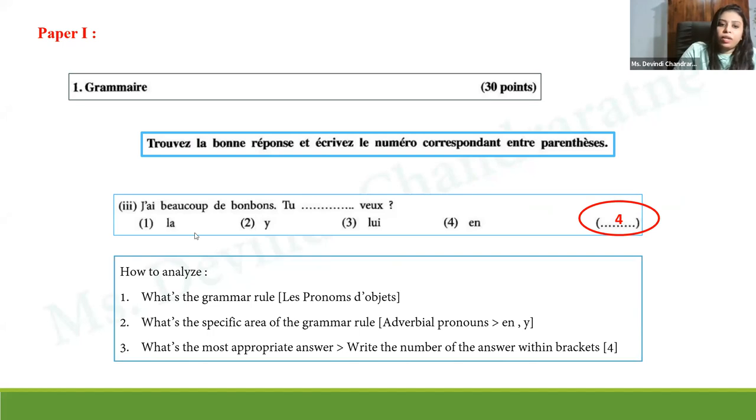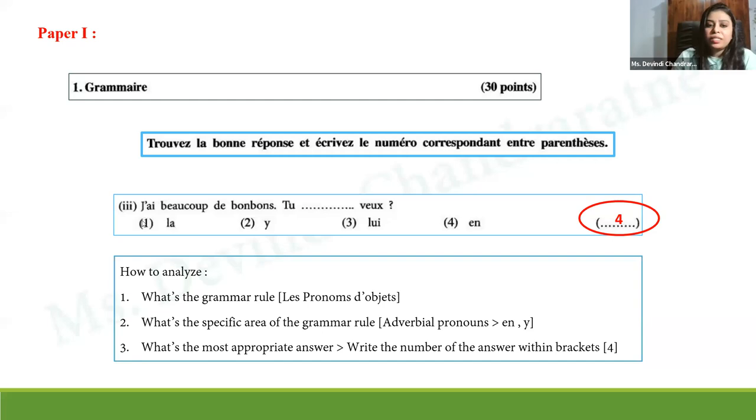I have taken a question here: J'ai beaucoup de bonbons. Tu en vois? So how do we analyze this? What grammar rule? That is the first thing you have to be careful about, which means when you read the question, you can sense which category of the grammar rules that you have learned so far this belongs to. You have to sense that, right?